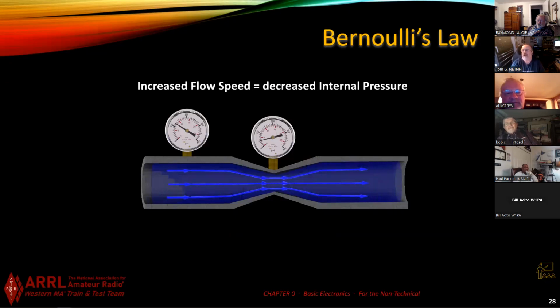Remember, I represented a resistor as a constriction in the pipe. You squeeze the pipe, you squeeze the garden hose. That's a resistor, okay? And increased flow, decreased internal pressure. That's the big thing, decreased internal pressure. So if I put a pressure gauge here in the pipe and I put a pressure gauge here in the pipe, I'm going to have lower pressure. There is a difference in pressure here. That becomes important to our illustration because a similar concept happens in an electric circuit.